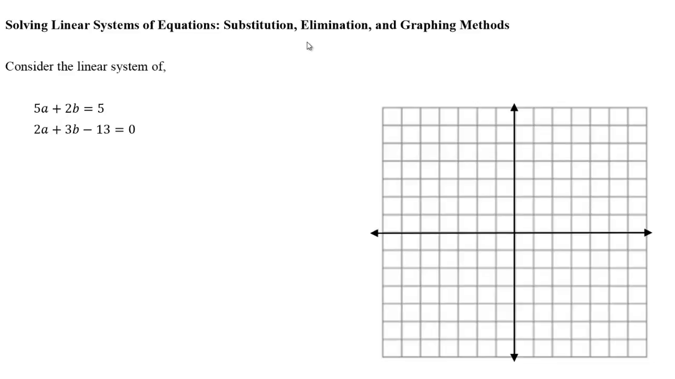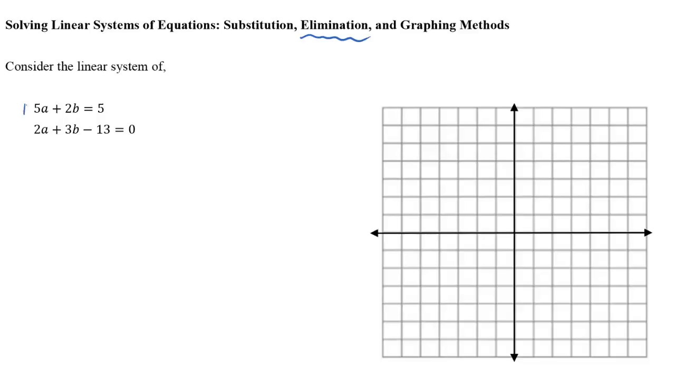Consider the linear system of 5a plus 2b equals 5 and 2a plus 3b minus 13 equals 0. To solve this, you need to consider which method to use. You have an option of substitution, elimination, or using graphing method. In this case, elimination will look to be the fastest.